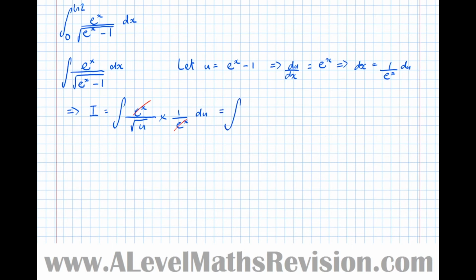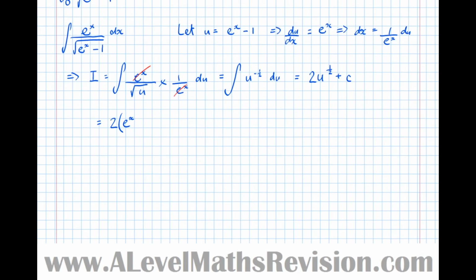which gives the integral of u to the minus 1/2 du, equals, so u to the half, I'd add one to the power, divide by the new power, so divide by 1/2, which is the same as multiplying by 2, plus c, which is equal to 2 lots of e to the x take 1 to the power of 1/2 plus c. So that's that done. So we've got the answer to the actual integral now without limits. So now let's try and apply limits to it.